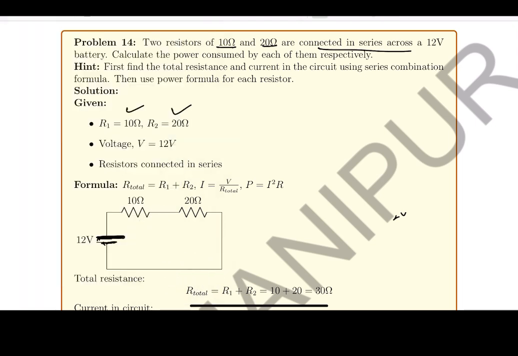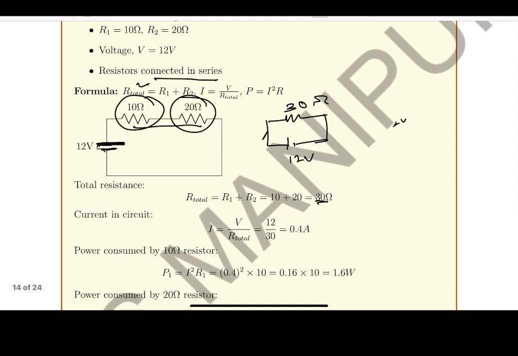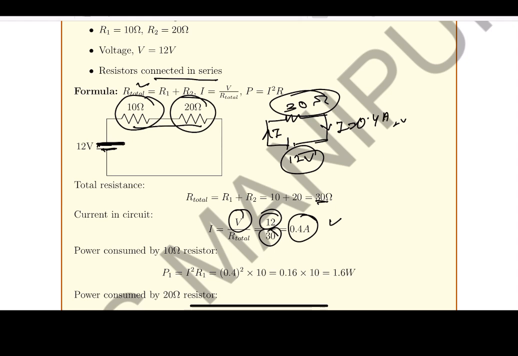So calculate the power consumed by each of them respectively. How much power is consumed here, and how much here? They are connected in series. R total will be 10 plus 20, so 30 ohm connected across a 12 volt battery. Now, how much will be the current? Current will be voltage 12 divided by 30, so it is 0.4 ampere.